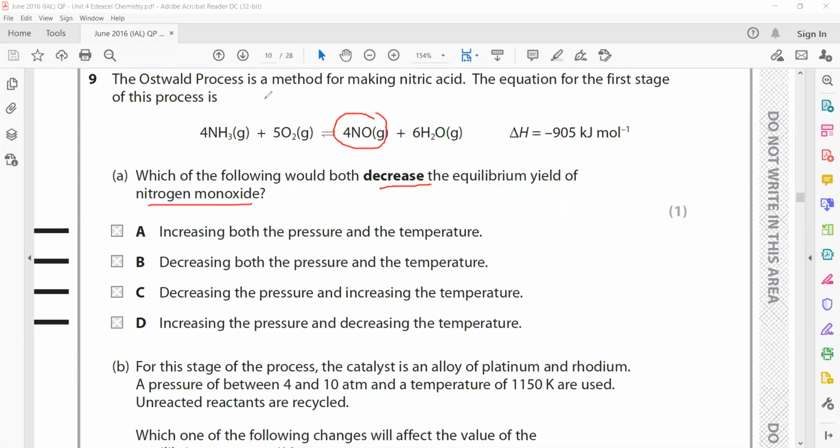When we check the number of moles of gas, here we have 9, and here we have 10. So if we increase the pressure, equilibrium will shift towards the side where the number of moles is less, so we should increase the pressure. And because the forward reaction is exothermic, to shift the equilibrium toward left hand side, we should increase the temperature as well. So A is the right answer for question 9A.